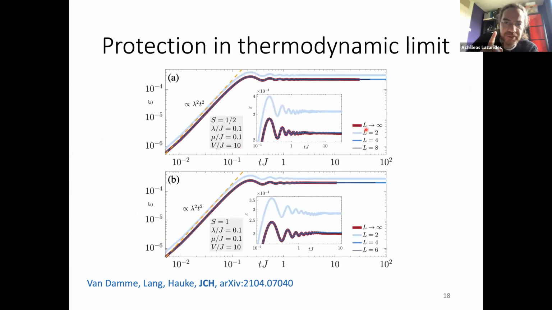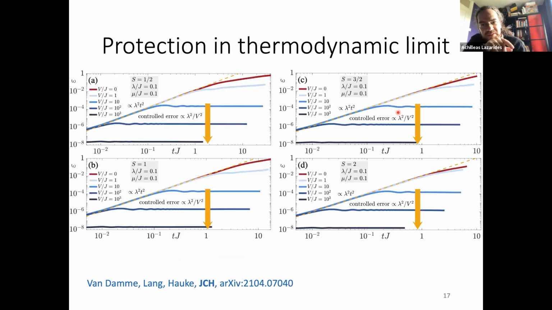Here I show you. Before you continue, can I ask? Yes. So what you showed on the previous slide is all for the linear protection. Yes. Right? So can you explain again what the advantages of this are? You said the disadvantage is that the time scale goes with L. But what is the advantage?